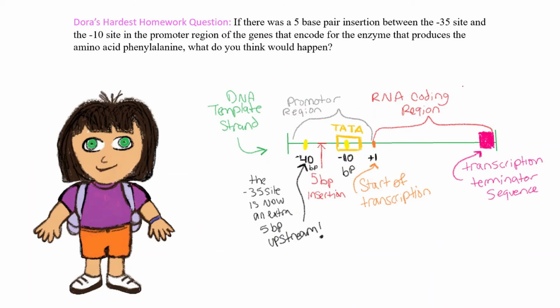Dora needs help with this hard homework question. If there's a 5 base pair insertion between the -35 site and the -10 site in the promoter region of the genes that encode the enzyme that produces the amino acid phenylalanine, what do you think would happen? Pause the video and come up with an answer.